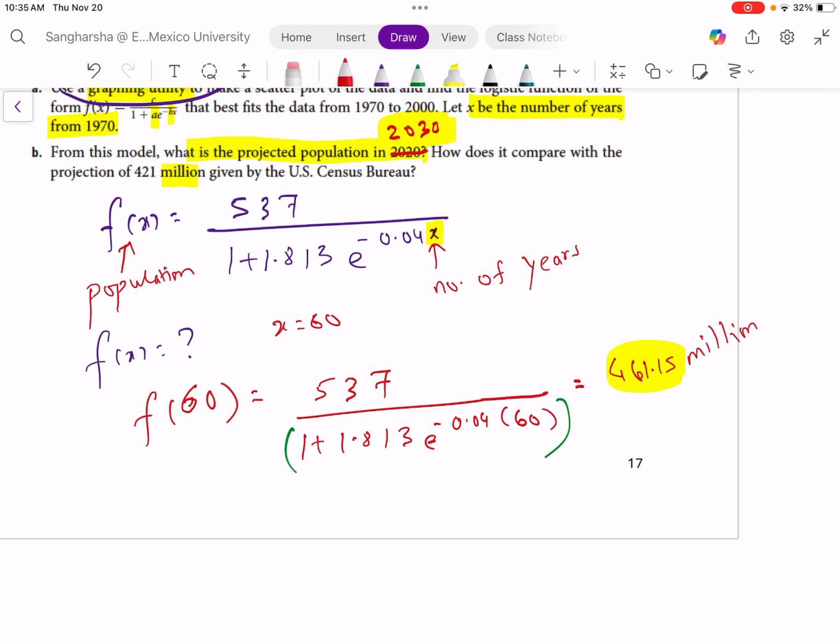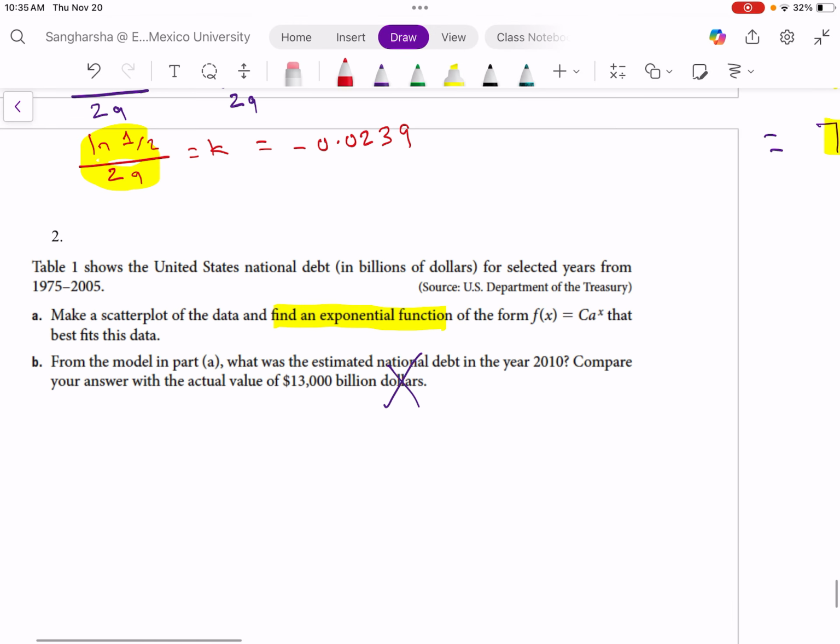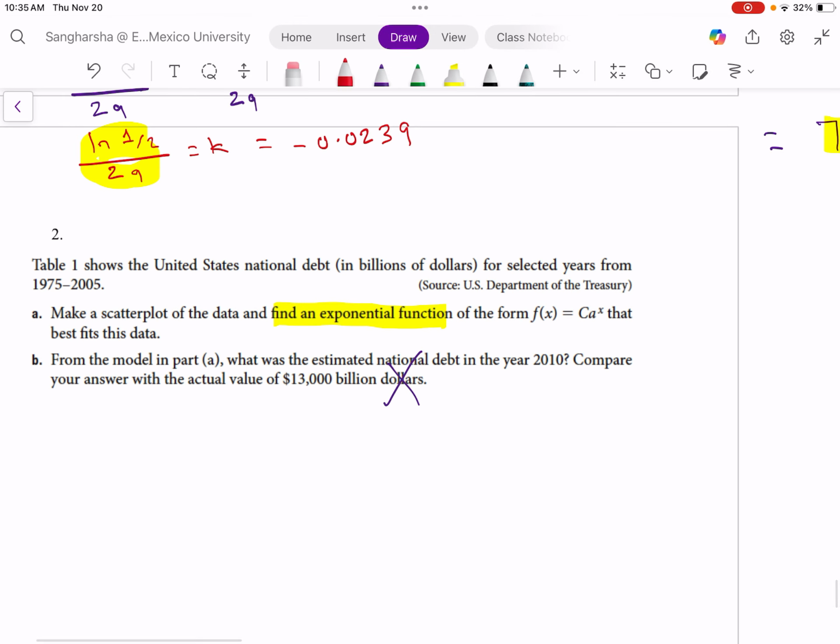Any questions? Whenever you have a word problem, you do not need to be scared. Just try to identify what is given to you, and you should know what is asked. Once you know what is given and what is asked, the remaining is substitution and simplifying. Now let's go back to the second example.